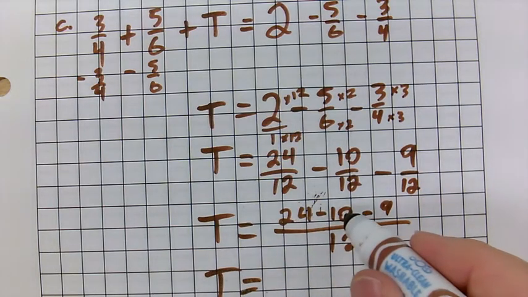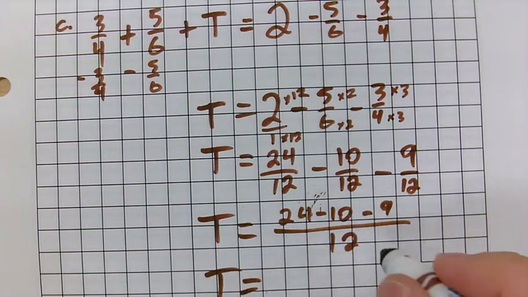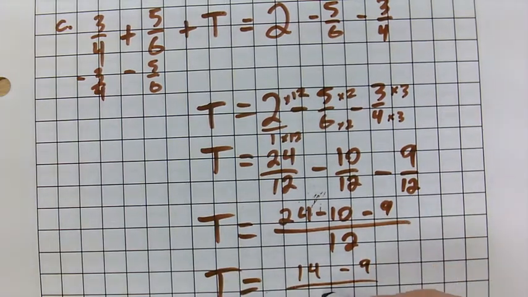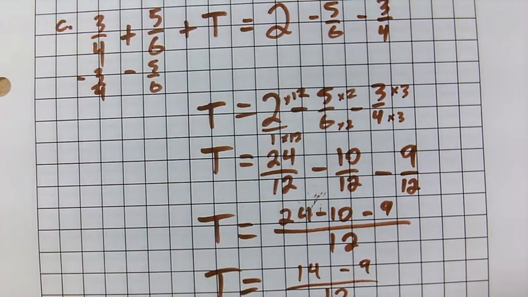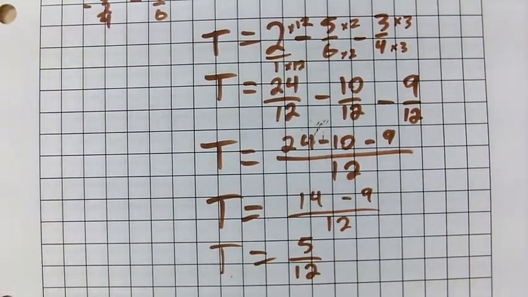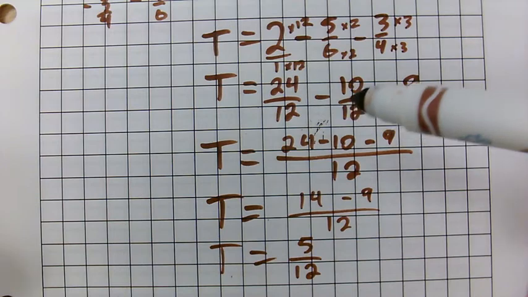And it would be 24 subtract 10 is 14. Still have that subtract 9 there, over 12. And 14 subtract 9 is 5, still over 12. So it'd still be that 5/12 of an hour. Notice that it's essentially the same thing.